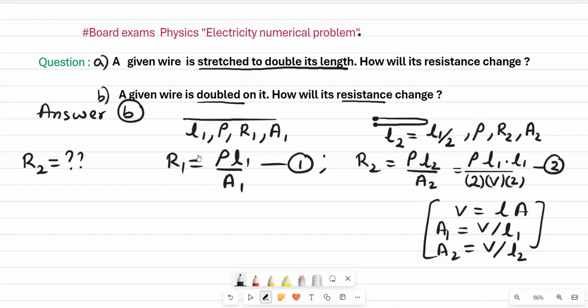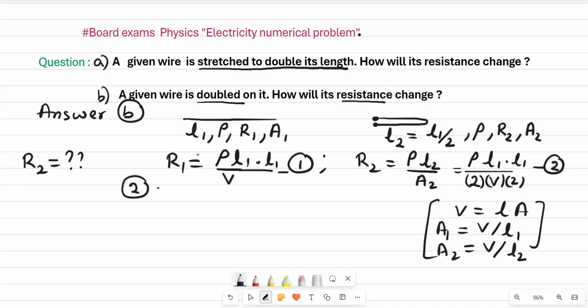So I just make a little change in the R1 expression, where let me write the A1 value. What is the A1 value? A1 is V by L1. So L1 goes to the numerator, and that becomes rho L1 into L1, that is L1 square. So these are the two equations for the resistances. Since we have to find R2, let's compare equation 1 and 2.